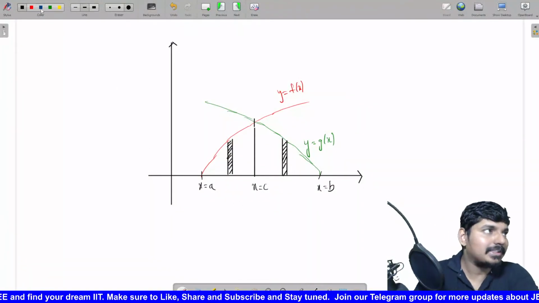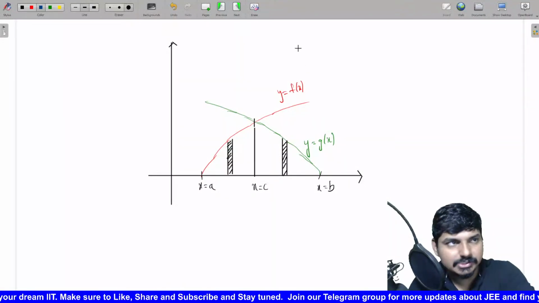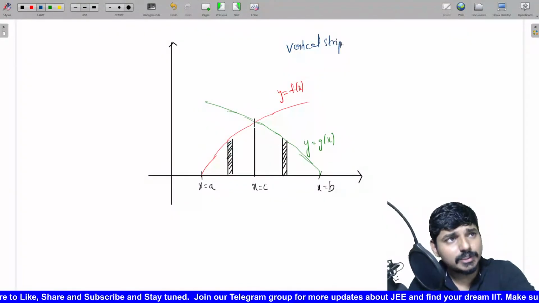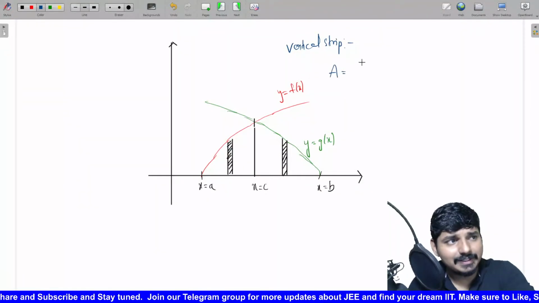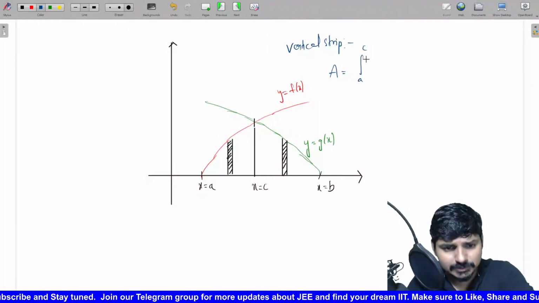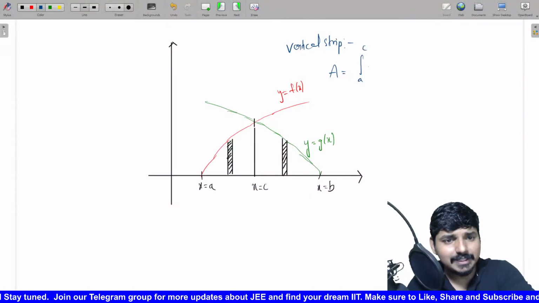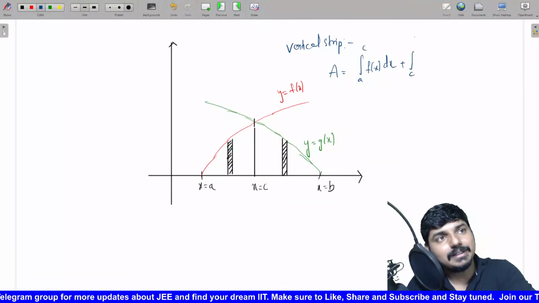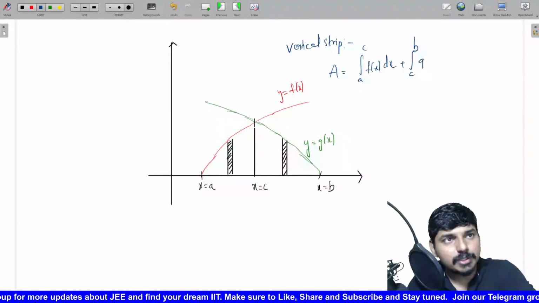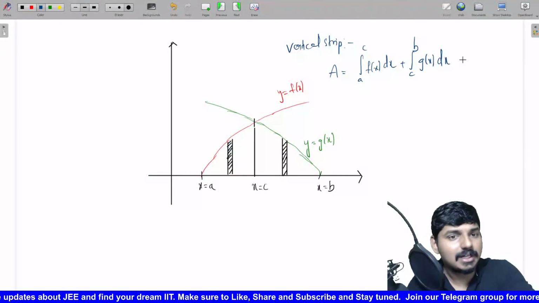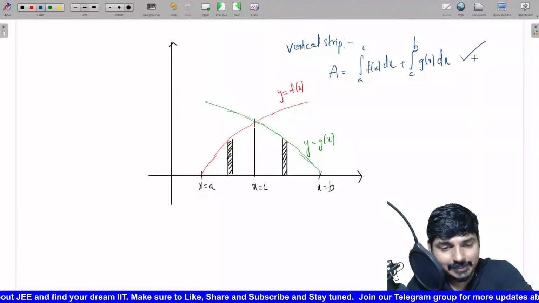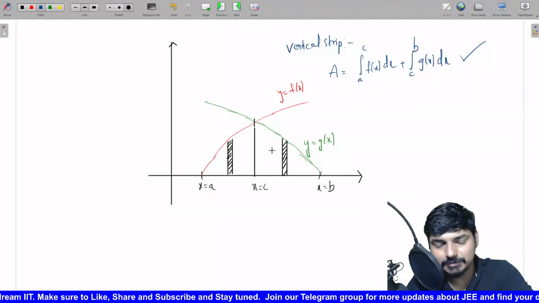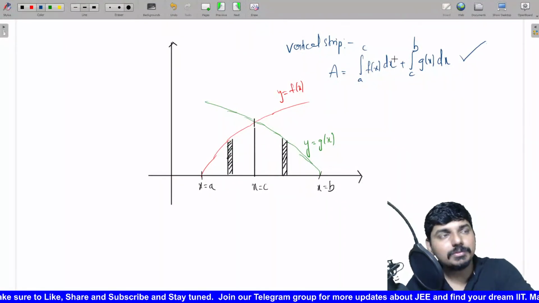So when you take a vertical strip, you can find the area in this way. Integration from a to c, you can clearly see that f of x is involved, so f of x into dx. Between c to b, g of x is involved, so it is going to be g of x into dx. This is how you can find the area for this region using the vertical strip. So we need two vertical strips here to find the area.